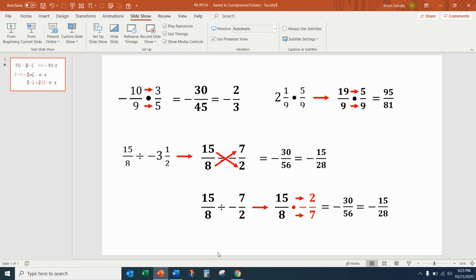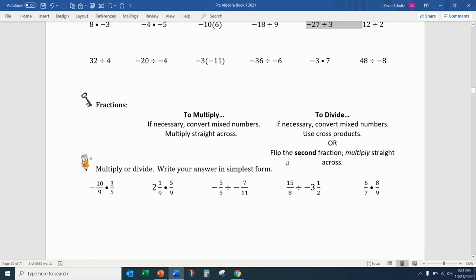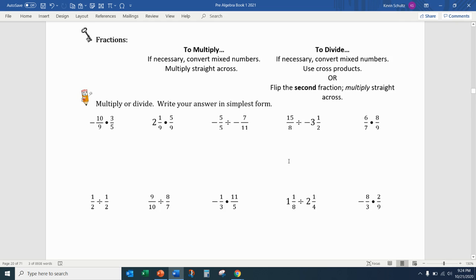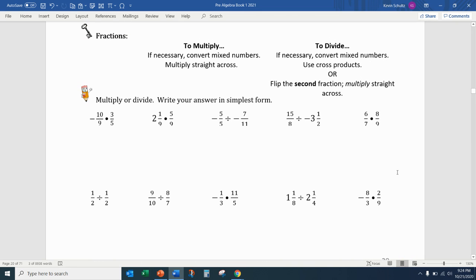As you can see on your paper, I do require that you show your work. Write your answer in simplest form. I guess it doesn't specifically say show your work up here, but you're all hearing this, so show your work, okay? Especially with those dividing fractions. Show me whether you are using cross products or flipping that second fraction and multiplying, okay? So you've got a few integer things to do here, a few fraction examples to do. That pretty much wraps up the page. This is going to be due on Friday.